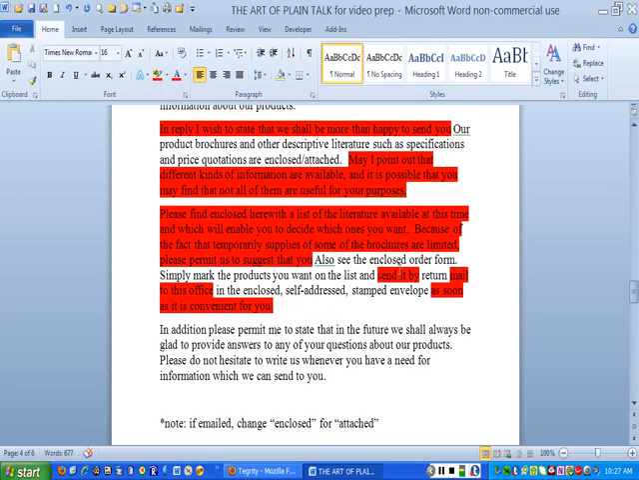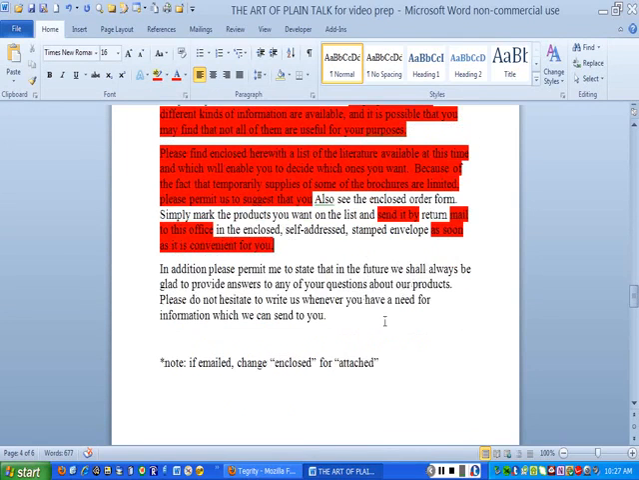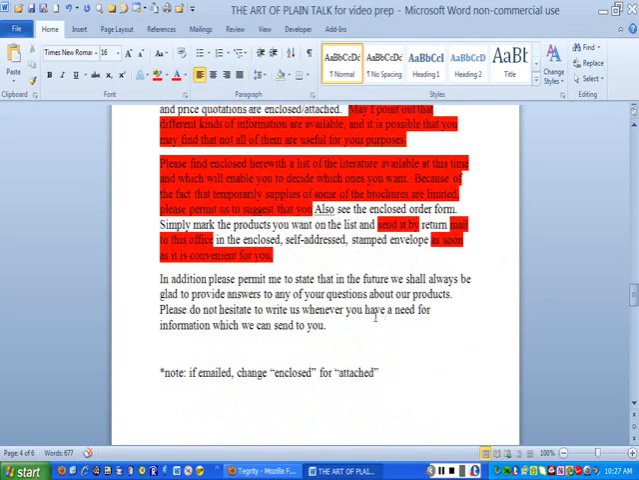So what do we have here? Also see the enclosed order form. So the last thing we said was our product brochures and other descriptive literature such as specifications and price quotations are enclosed or attached. Also see the enclosed order form. Simply mark the products you want on the list and return in the enclosed self-addressed stamped envelope, or by attachment if this is the email. All right, look at all the red here. This is what we're talking about.